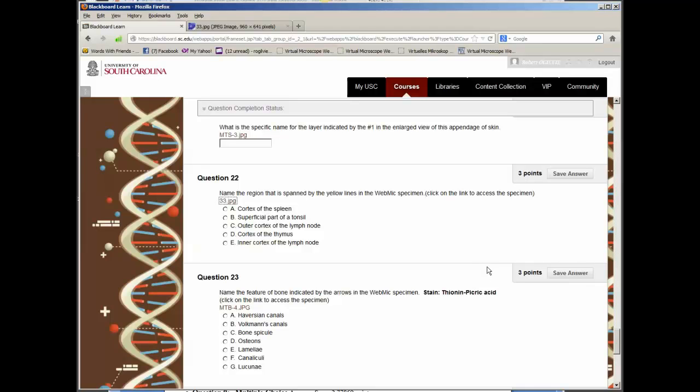For question 22, you're asked to name the region that is spanned by the yellow lines in the web-like specimen. So you're given the choice, the cortex of the spleen. Well, immediately you should recognize there is no cortex of the spleen. It does not have a cortex or medulla. Superficial part of a tonsil, well, it could be that. Outer cortex of the lymph node, yes, it could be that. Cortex of the thymus, yes, the thymus has a cortex and medulla. Inner cortex of the lymph node, yes, the lymph node has an inner or deep cortex.